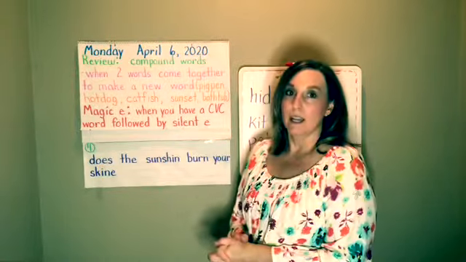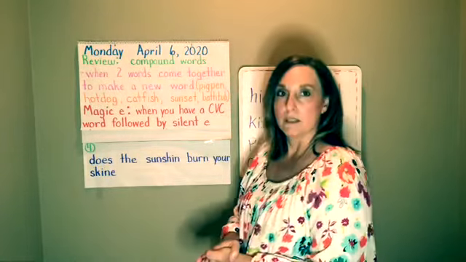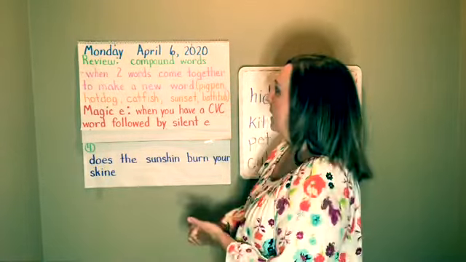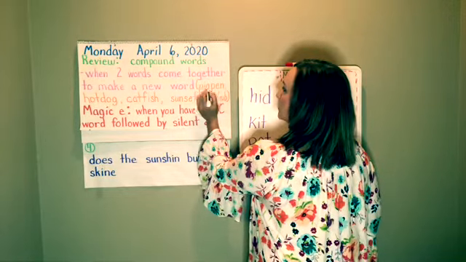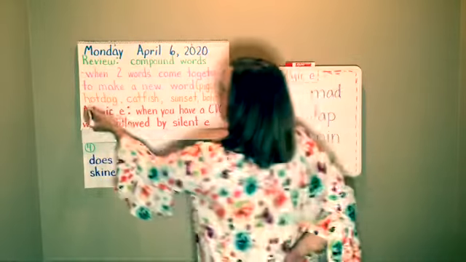We're going to review today our compound words that Miss Donnell did with you last week. All right, so when you have two words that come together to make a new word, those are compound words. So like the word pigpen, hot dog, catfish, sunset, and bathtub. So those are two words, pig and pen, put together to make pigpen.